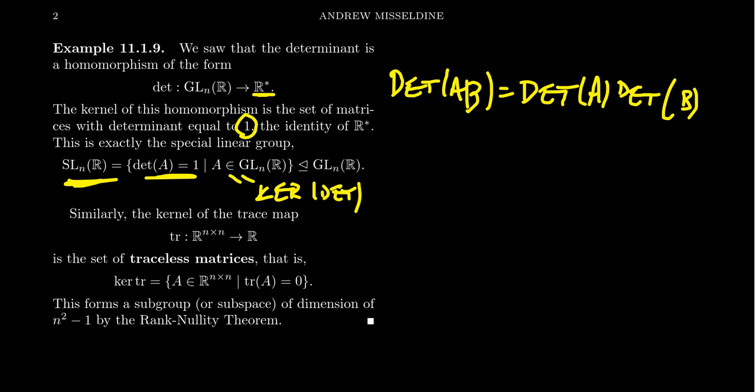The trace, remember, you take an n by n matrix, which, remember this notation here, GLn(R), this is the multiplicative set of non-singular matrices. That is, the group operation in play is matrix multiplication. R to the n by n here represents the vector space of n by n real matrices with respect to addition. So this is an additive group.